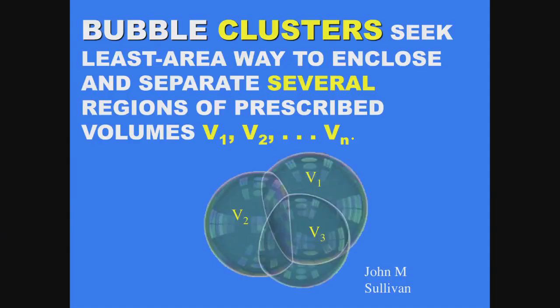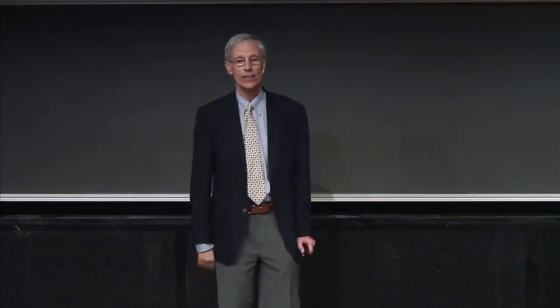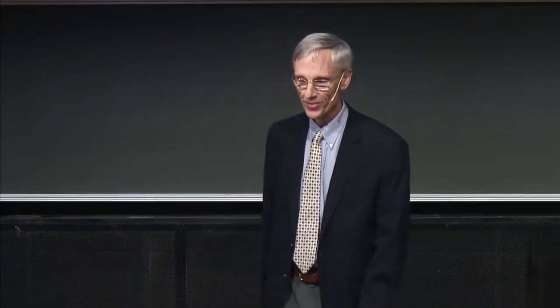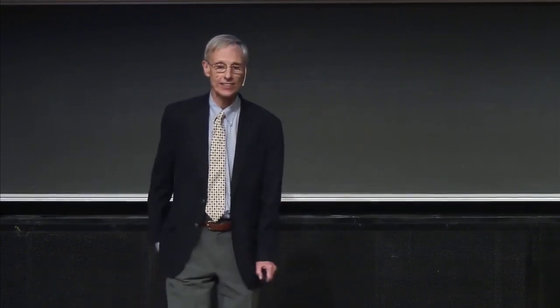Now, at the beginning, I talked about soap bubble clusters, which instead of having a given boundary, you're given several amounts of area that you want to enclose and separate. And they, again, still try to minimize area under those volume constraints that they're going to enclose and separate those prescribed volumes. So here's your next question, question 6. Are you keeping track? Do soap bubble clusters actually find the least area shape?